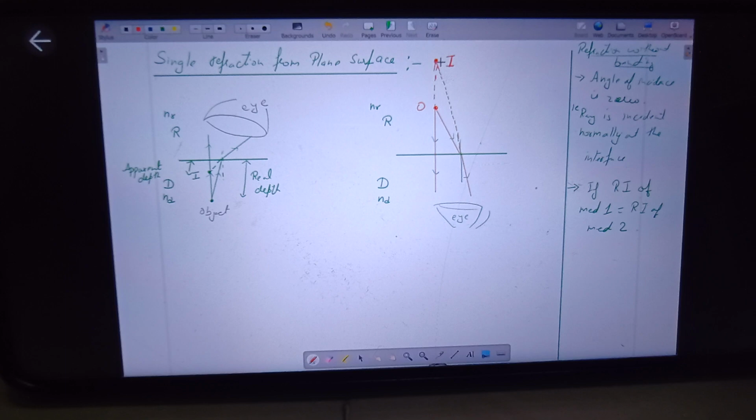So, this was the actual height of the object. This is the real height. And this is the height which appears to the observer. That is, this is the apparent height. So, one thing is clear to us from the figure. I think everyone is getting this.